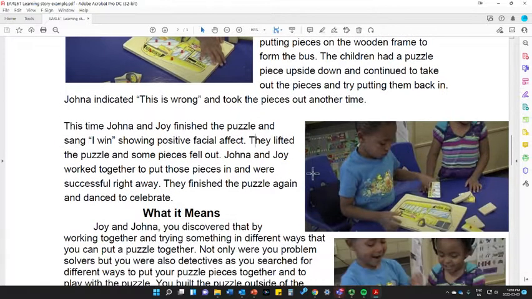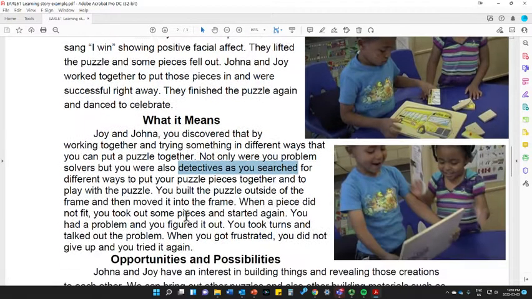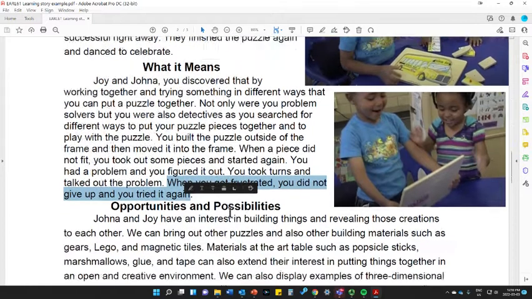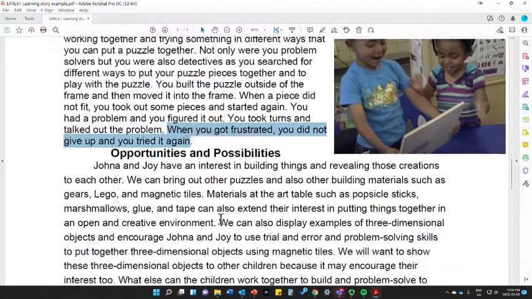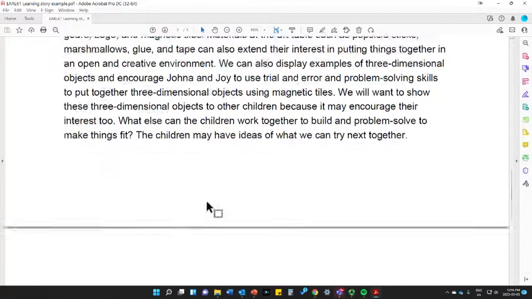So we have the pictures, the story, and then the what does it mean. Joy and Jonah, you discovered by working together and trying something in different ways that you can put the puzzle together. Not only were you problem solvers, but you were also detectives as you searched for different ways to put your puzzle pieces together. So that when you got frustrated, you did not give up and you tried again. So those are all really good statements, right? That's what we want to look at for what does it mean, and then opportunities and possibilities, what they could do afterwards. You see, we have the we here. You can bring up puzzle pieces, other puzzles. We could do this, we could do that.